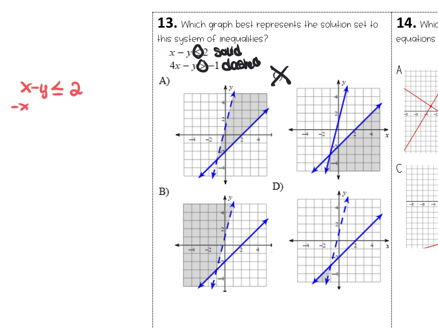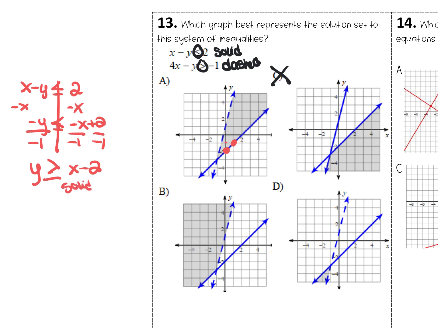I'm going to minus the x over to the other side, so I get negative y less than or equal to -x plus 2. Divide everyone by a -1. Y, remember the sign flips. Y is greater than or equal to x minus 2. So I have to have a y-intercept of -2. So y-intercept is -2, and then I go up 1 over 1 with a solid line. That one works. This one, up 1 over 1, solid, up 1 over 1. So all of those have the right line.